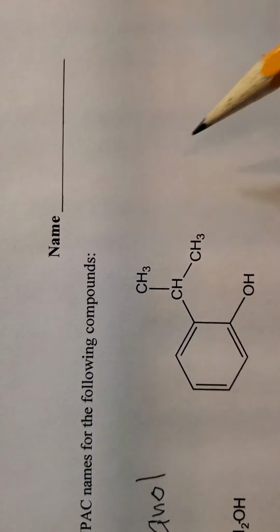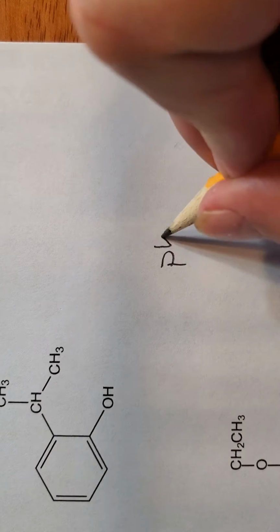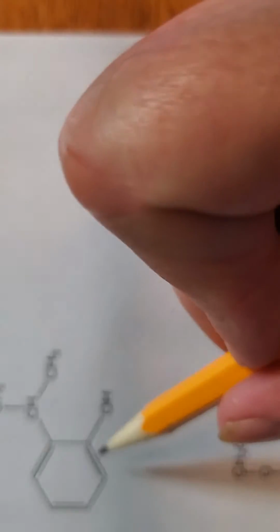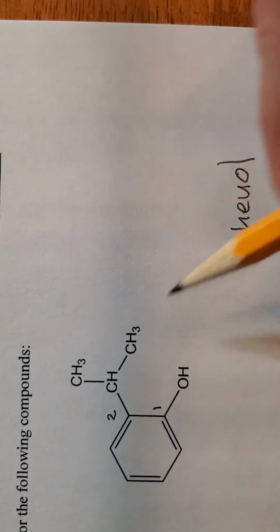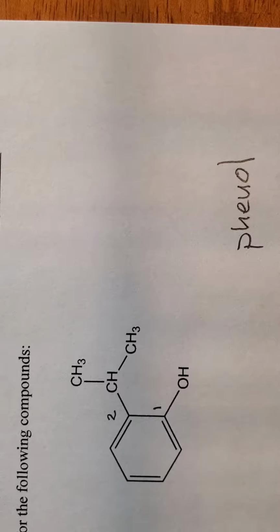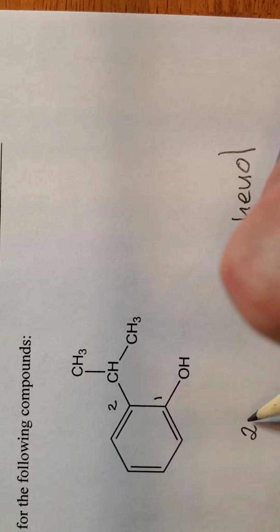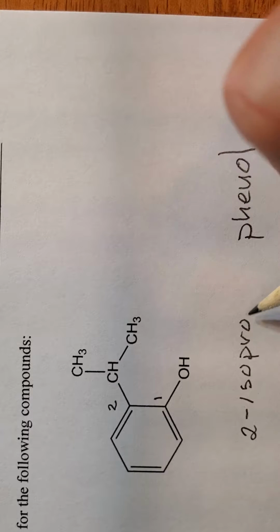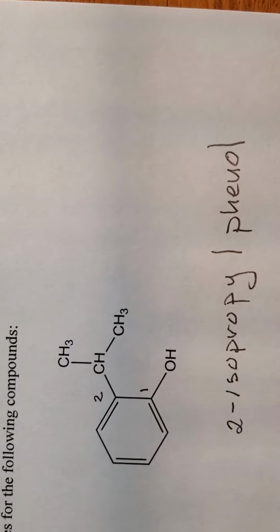So this is a phenol, so it's going to end in phenol. Now, this indicates that this is carbon 1, this is carbon 2. So this substituent group is isopropyl. We've had this before, and it's on carbon number 2 of the phenol. So this is 2-isopropylphenol.